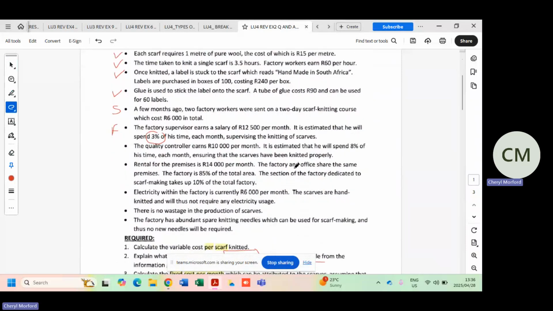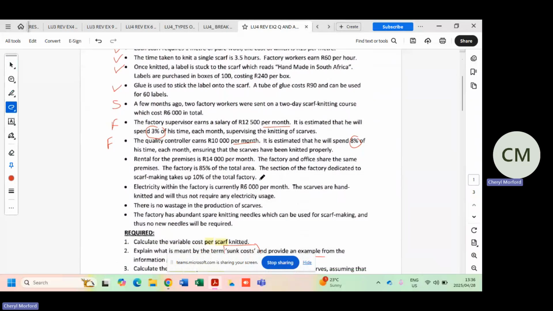Then we're going to look at a quality controller, 10,000 a month. Does he have anything to do with the scarves? Yes. He will spend 8% of his time assuring the quality of the scarves. So it is going to be a fixed cost because he is paid monthly. That's the criteria here, but not the full 10,000, only the 8%.